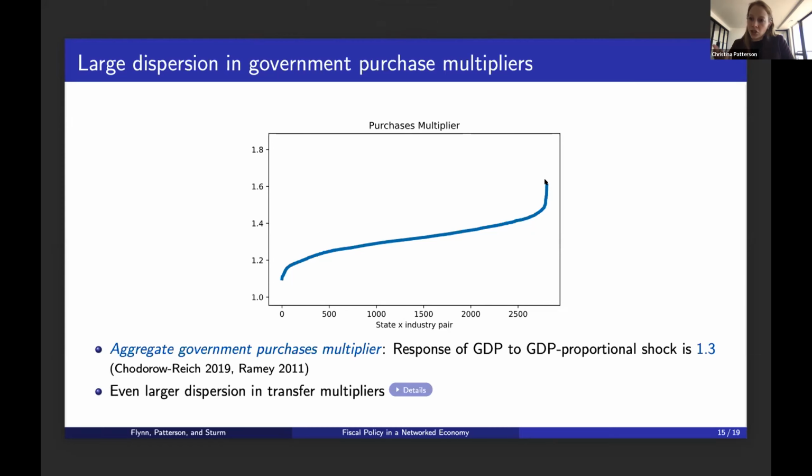In the sake of time, I'm just showing you here the government purchases multipliers, but in the paper, we show that we find even larger dispersion for transfer multipliers. Okay, so there's heterogeneity here. Where is it coming from?